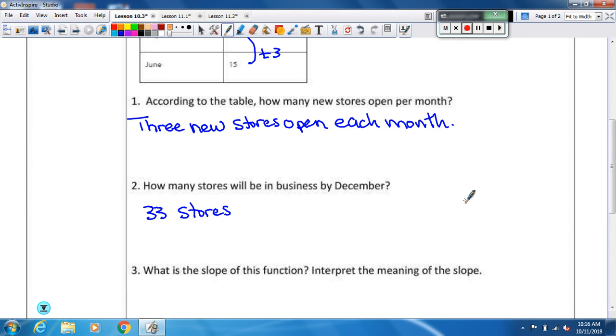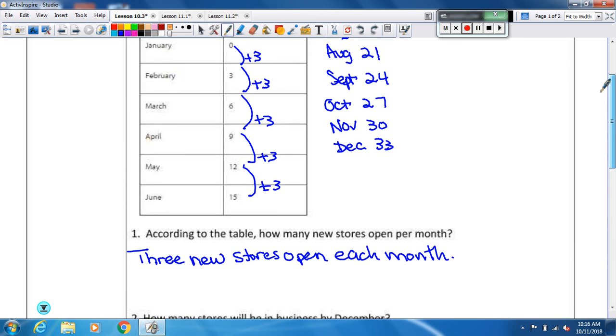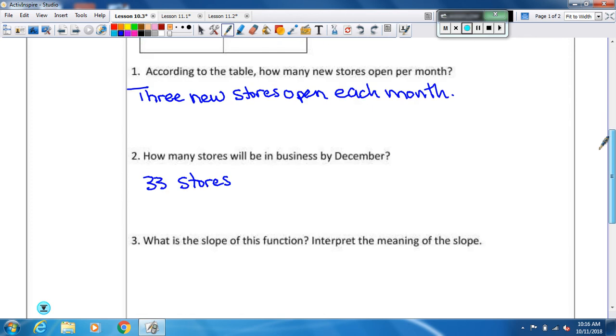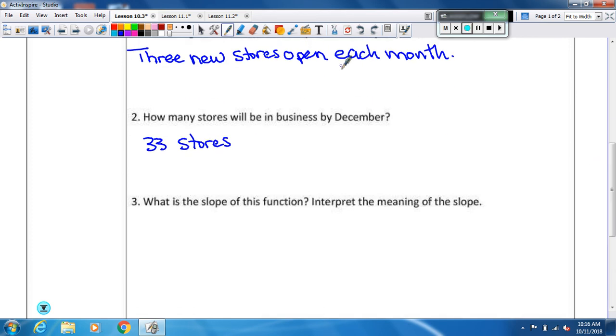What is the slope of this function? Interpret the meaning of the slope. Well, the slope is what's happening each time in this situation. So it's adding 3 each month. This is a special word. Per, each, and every indicates slope. So the slope is 3.